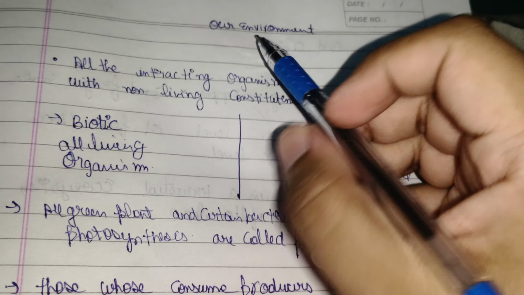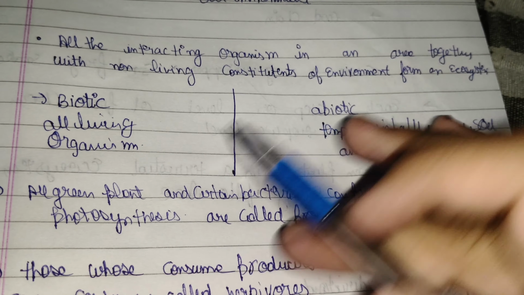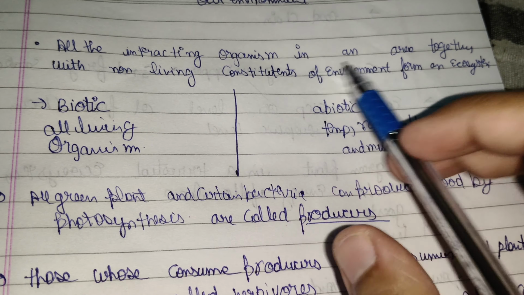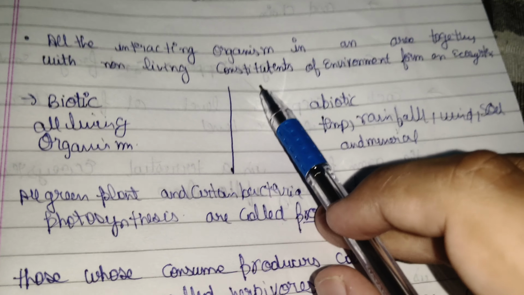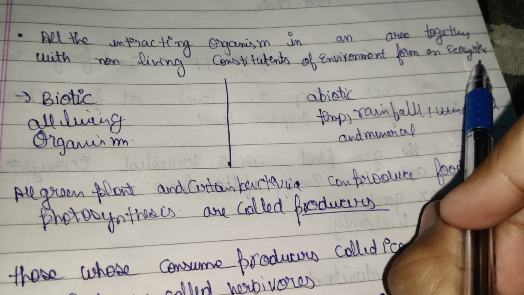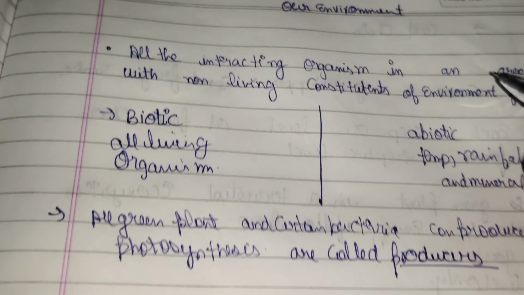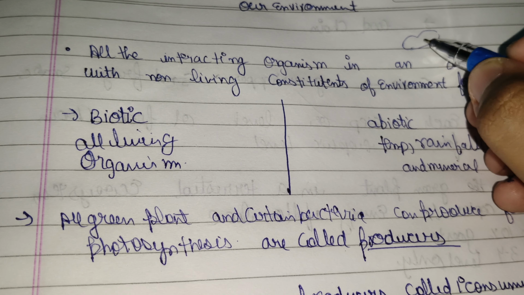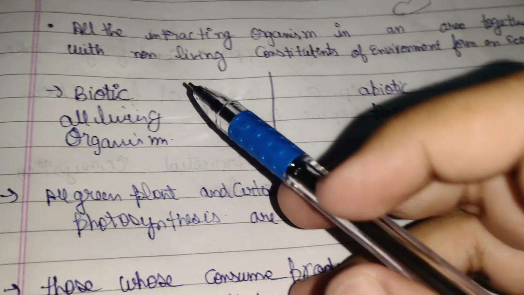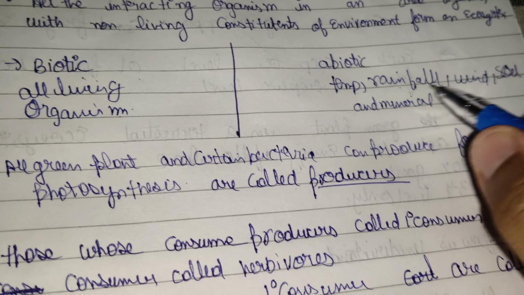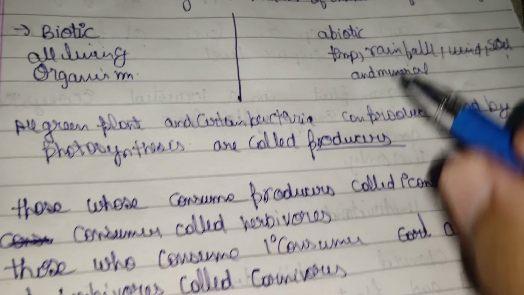So here we are. Our Tuesday chapter is our environment. What we have learned up to this class is that all the interacting organisms in an area, together with the non-living components, the biotic and abiotic components of an environment, form an ecosystem. An ecosystem is the environment in which organisms live and interact. The biotic component is all living organisms; the abiotic component is temperature, rainfall, wind, soil, and minerals.